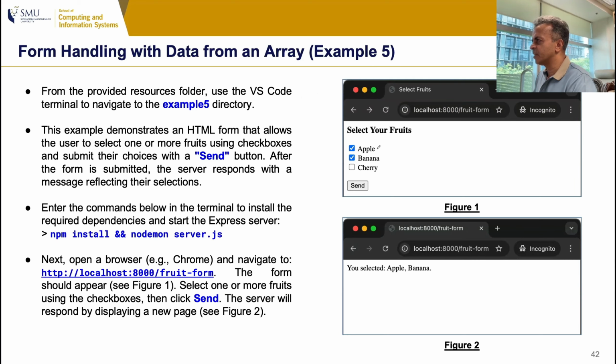Basically, we have three items here: apple, banana, and cherry. And we don't want to hard code these things in your EJS. You probably want to have apple, banana, and cherry as a data structure, maybe as an array. So we will see that in example 5.